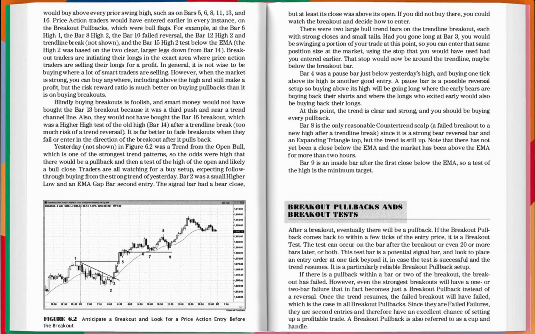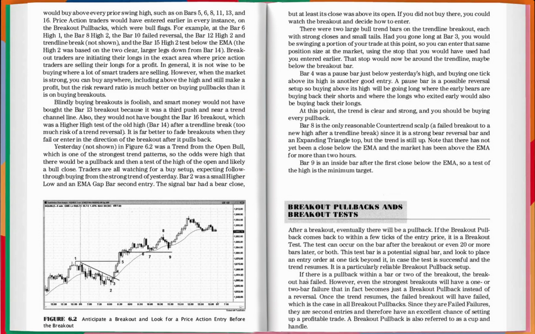Blindly buying breakouts is foolish, and smart money would not have bought the bar 13 breakout because it was a third push and near a trend channel line. Also, they would not have bought the bar 16 breakout, which was a higher high test of the old high bar 14 after a trendline break, too much risk of a trend reversal. It is far better to fade breakouts when they fail or enter in the direction of the breakout after it pulls back.